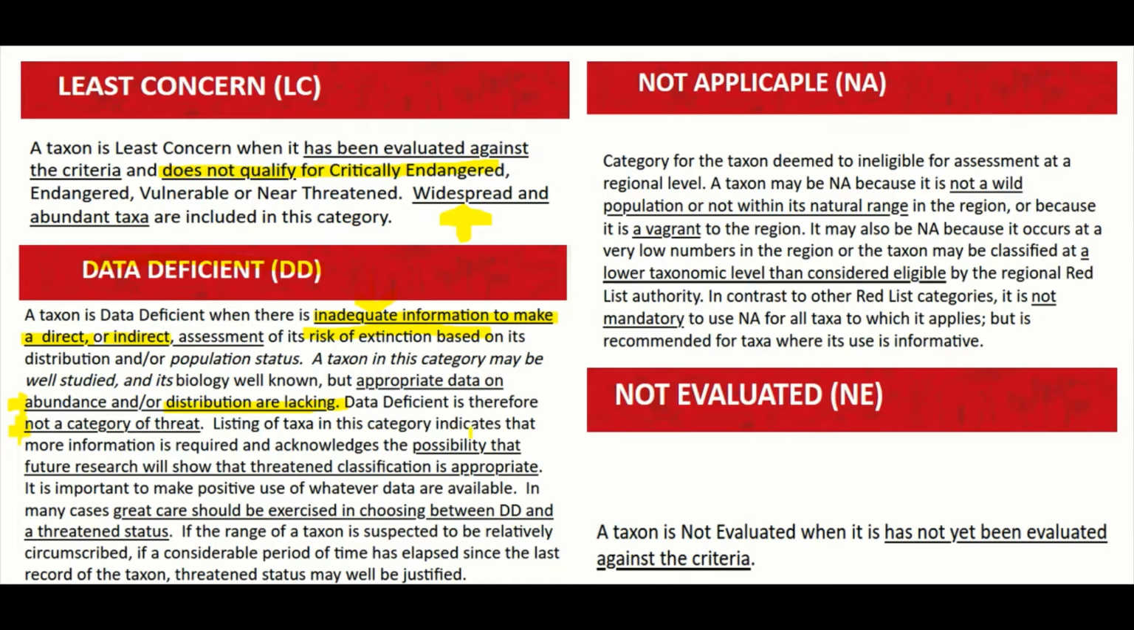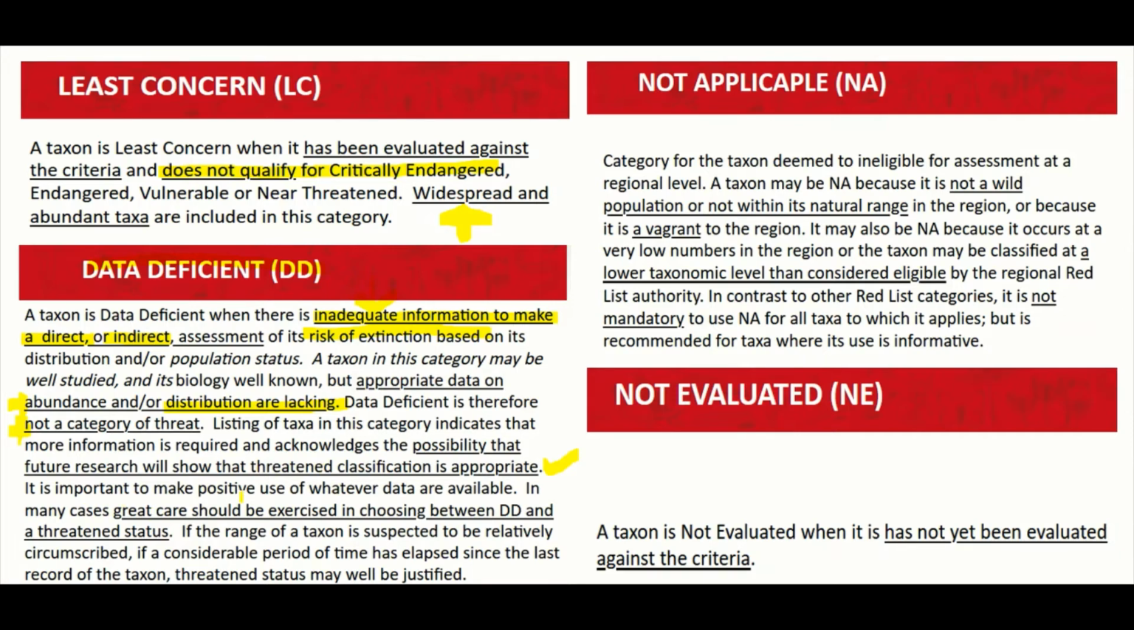Listing of taxa in this category indicates that more information is required and acknowledges the possibility that future research will show that a threatened classification is appropriate. Yes, because if you can't get information about the abundance and distribution, then it would more likely be in a threatened classification.